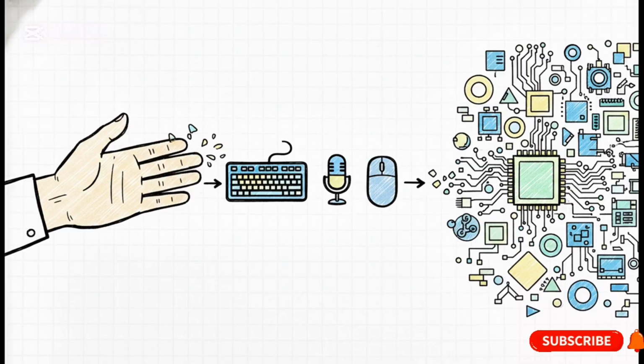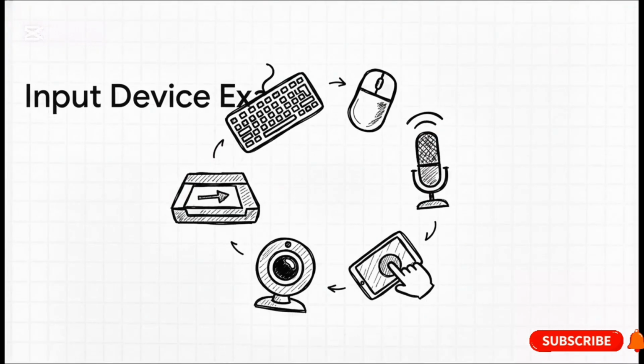So first up, input devices. Super simple. These are all the tools that let us, the humans, talk to the computer, to give it data and tell it what to do. They're our bridge into that digital world. And you use these all the time, right? Your keyboard, your mouse, that scanner in the office, the microphone for your video calls, even tapping on a touchscreen. If you're using it to put information in, it's an input device.